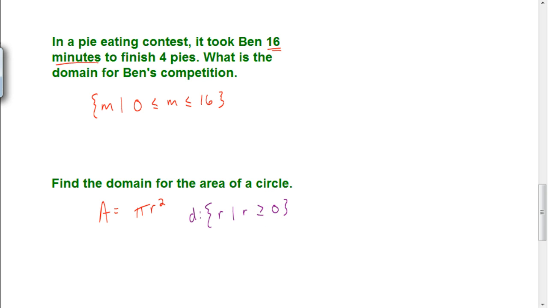So this would be how we'd write our domain in this situation, because you could have a radius of 1,000,000 inches or whatever the units would be. So it keeps going on infinitely. You could have any value greater than or equal to 0 for your radius. You would just never have a negative value for your radius. And if you had a radius of 0, you're not dealing with a circle. It would just have an area of 0, I should say.